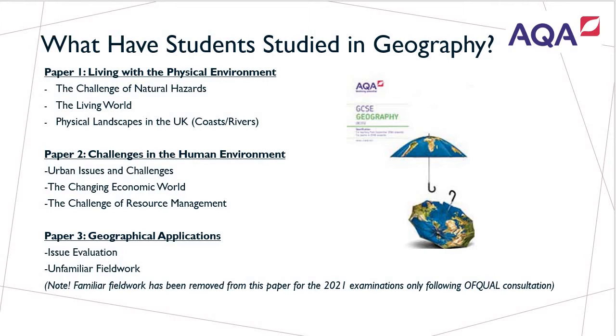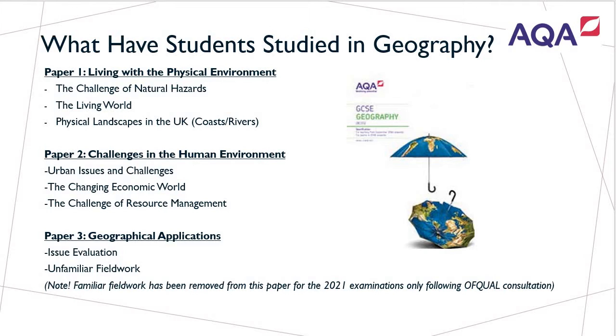So the first paper that they will complete at the end of Year 11 is Paper 1, Living with the Physical Environment. This is a physical geography paper where it will assess their understanding on the challenge of natural hazards, which is tectonics, weather hazards and climate change. The living world, where we are focused on ecosystems, hot deserts and tropical rainforests, and physical landscapes in the UK, which includes coasts and rivers.